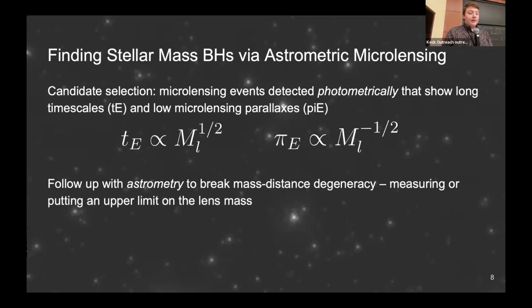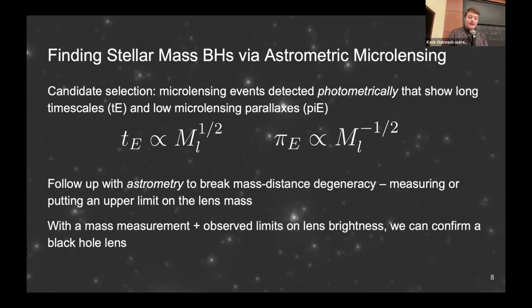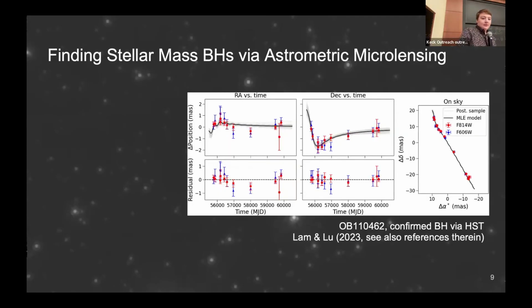But from that photometric signal alone, all we can measure is a degenerate function of mass and distance. So if we actually want to get a true measurement of the mass, we need to make this astrometric measurement and actually detect that deviation. Once we've done that, if we have a mass measurement, and let's say we see that an object is 3 solar masses or higher, and we have our observed limits on the brightness, and we're not seeing a bright booming O or B star there, then we know that we must have had a black hole lens. So this has been done successfully one time so far.